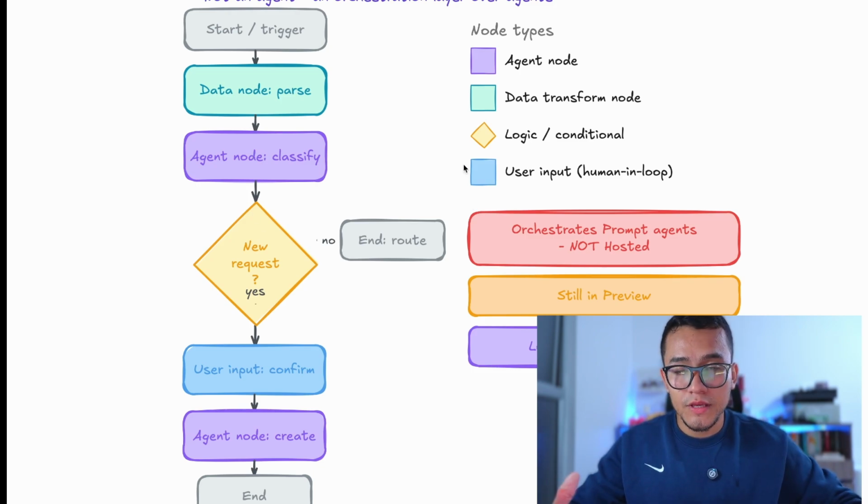And as I mentioned, these workflows are built out of nodes. We have different nodes such as agent nodes, data transform, logical, conditional, or user input. A common workflow would be like a trigger. We have the parsing of data, then we can have an agent to do the classification. We have a conditional, we can ask for user confirmation, and then we can invoke other node agent.